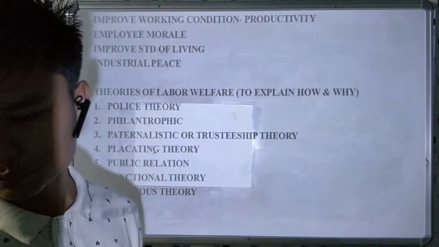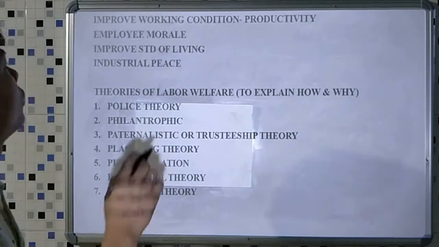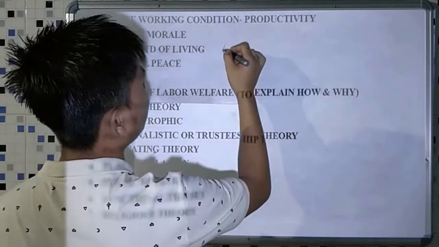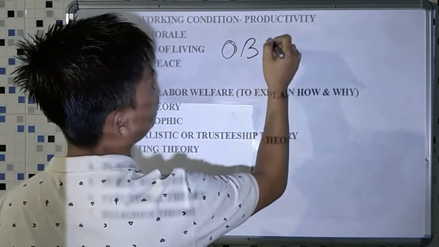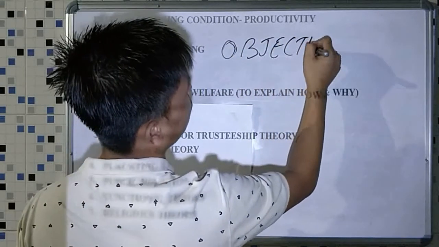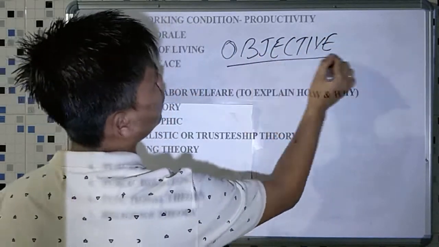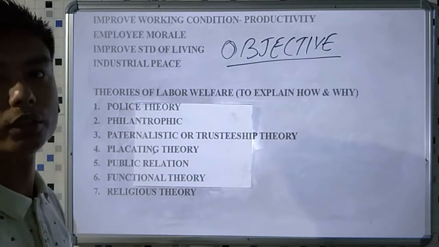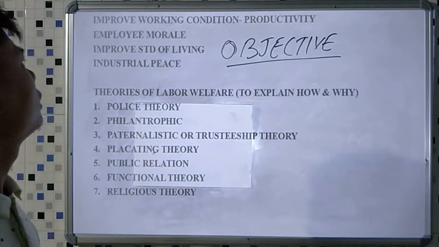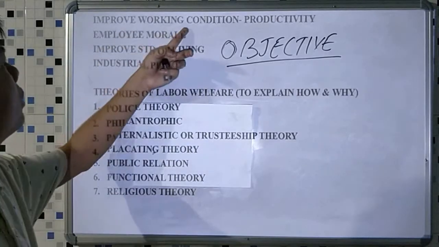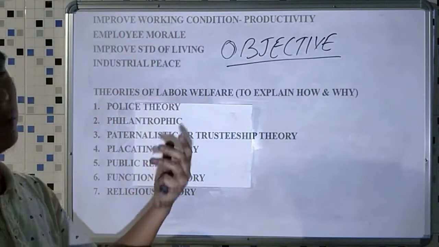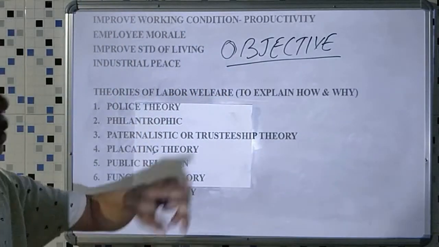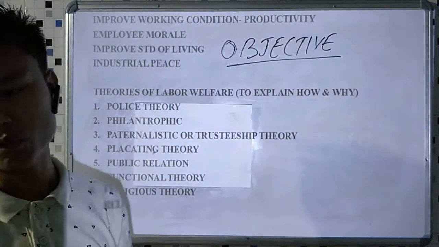Now, our next topic is its objectives. I don't know why this is not coming, I guess I zoomed in so much. So, objectives. Why labor welfare? What is the necessity? Yes or no? Logical. Improving what? Working conditions. Why do you improve working conditions? Obviously we have to talk about this.